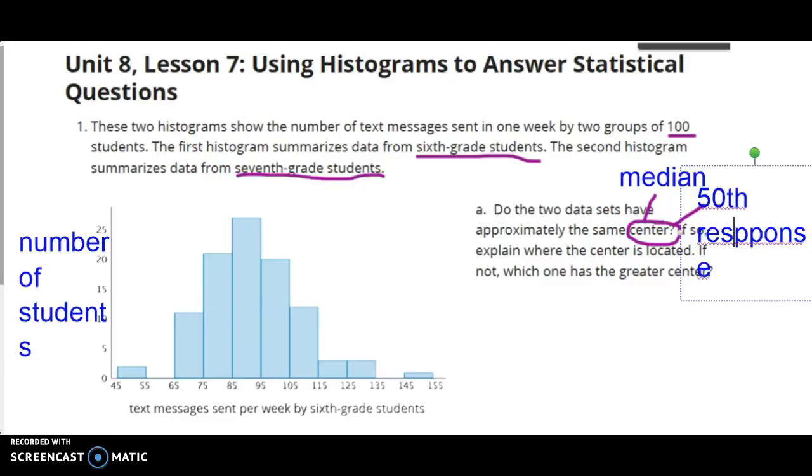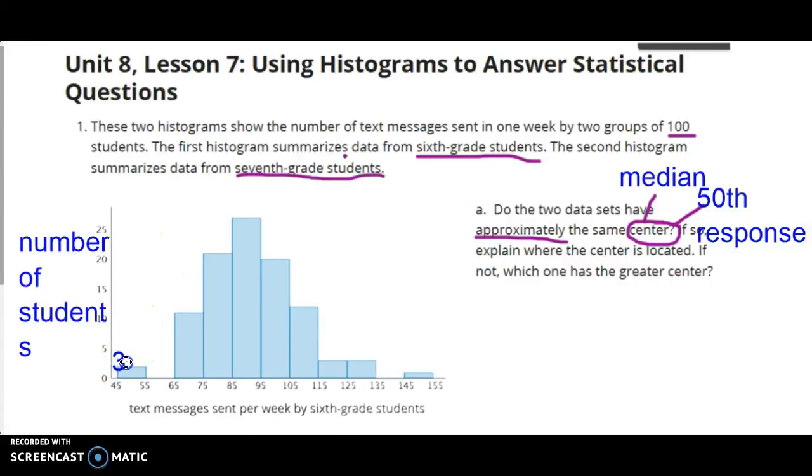I can be inexact. I can estimate a little bit because my question says approximately. So for each of these bars, the first thing I'm going to do is write above it the number of students at that level, because that will allow me to count up to the 50th response. This bar looks about between 0 and 5, so above it, I'm going to write 3.